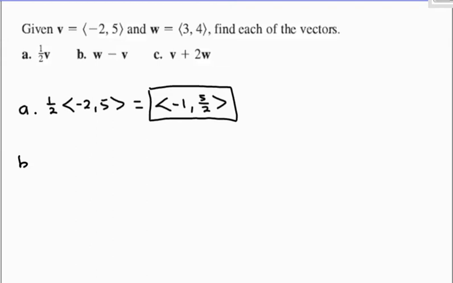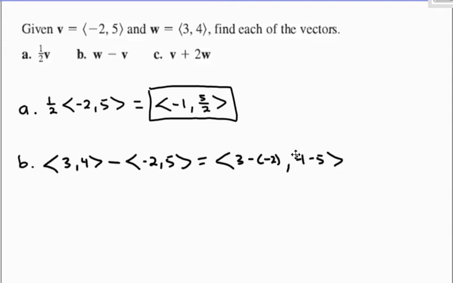Okay, now for b, we want to find w minus v. So I want to take vector w, which is 3, 4, and I want to subtract vector v, which was negative 2, 5. So when I do that, all I do is I take the left-rights and I do 3 minus a negative 2. And then I do the up-down components and I do 4 minus 5. And that turns out to be 3 plus 2, which is 5. And 4 minus 5 is negative 1.